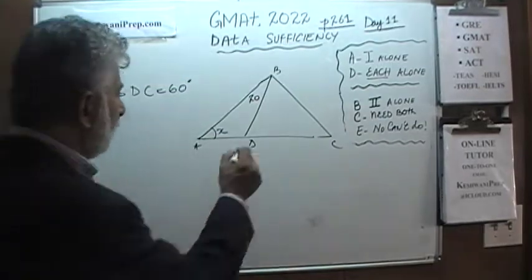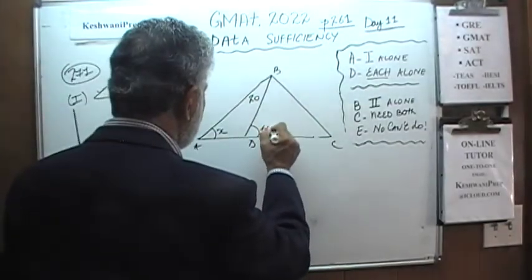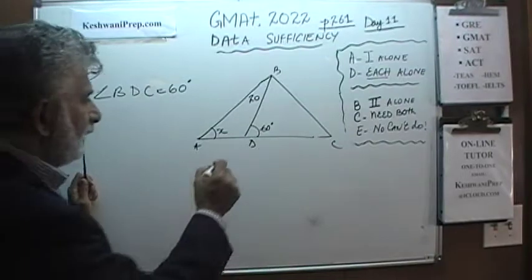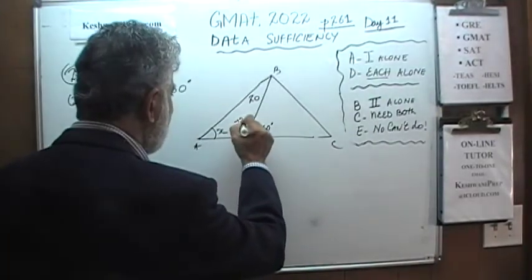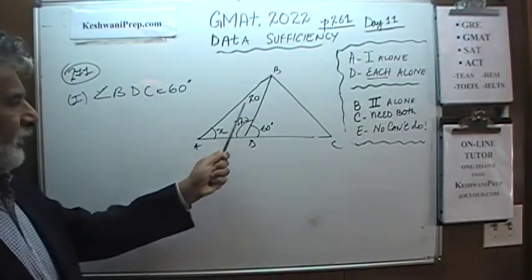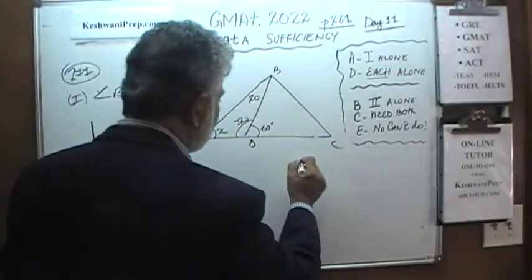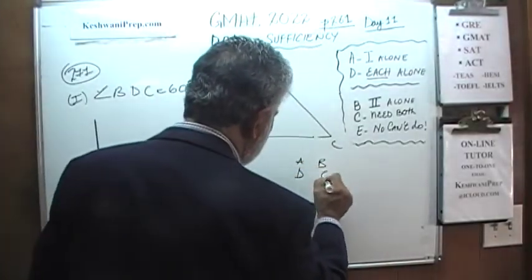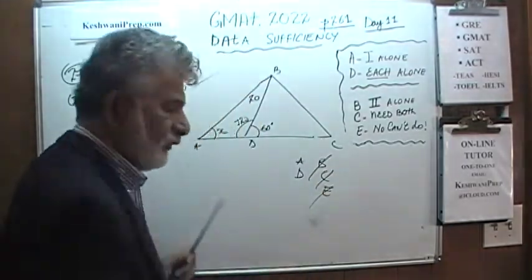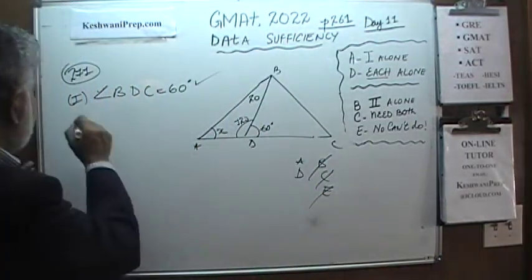BDC, we are told is 60. Well, there you go. If that is 60, this must be 120. And that's 120, and that's a 20, that's 140, x must be 40. The first statement does the job nicely. Let's look at the second statement.